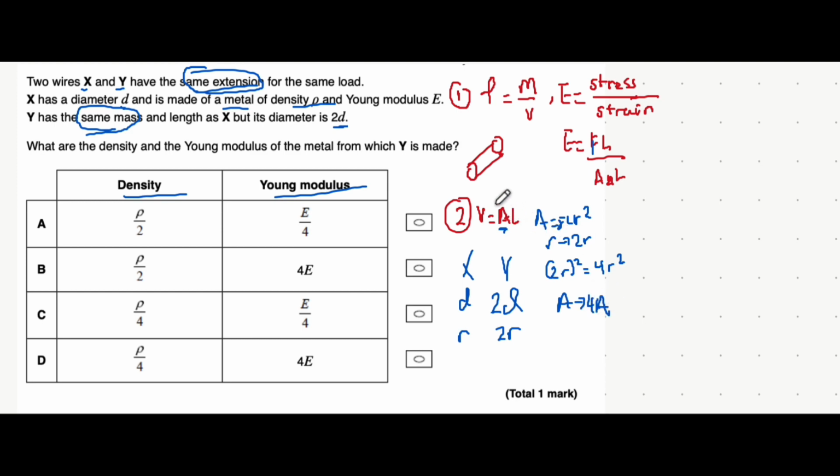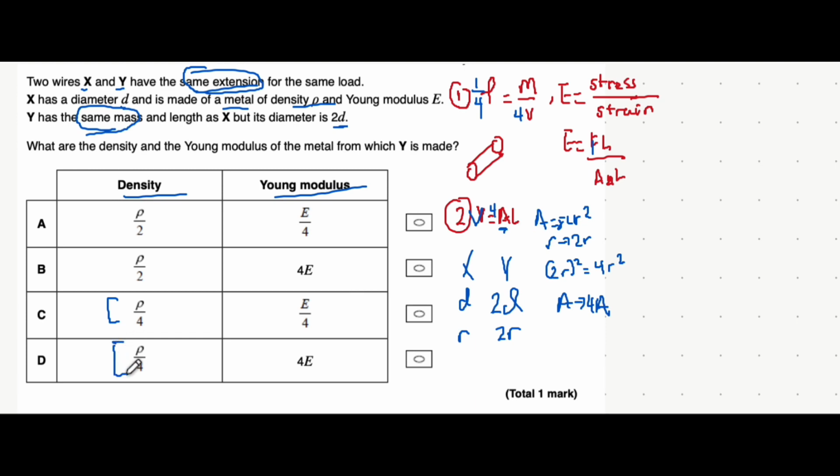If the area of the wire is quadrupled, that means that the volume of the wire is quadrupled. Because we mentioned both wires have the same mass, if you're multiplying by a volume that's 4 times larger, density is inversely proportional to volume in this equation. And so if the volume is 4 times larger, the density would have to be 4 times smaller. So we know it's definitely either option C or D.